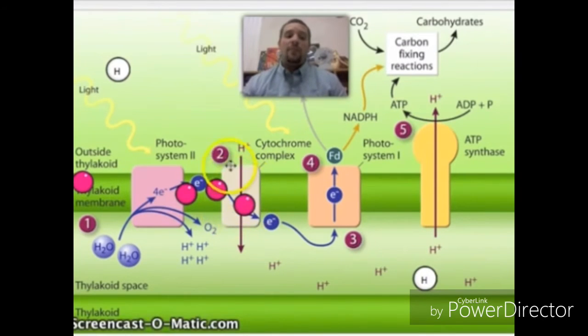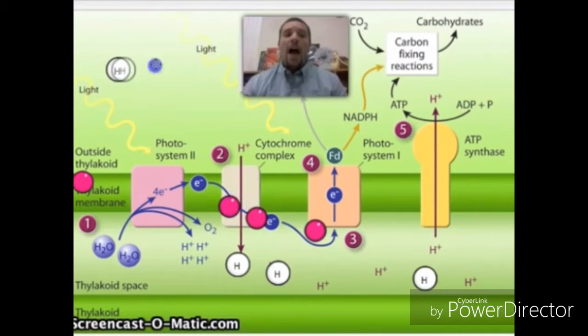As they move to this complex, hydrogen ions will make their way through, and it's the energy of the electrons passing through that pulls them down. So these electrons pass through, hydrogen ions go through the complex, and as you can see, we're going to get a high concentration of hydrogen ions in the thylakoid space. We want a high concentration of hydrogen ions in our thylakoid space, and I'll talk a little more about that when we get to it.